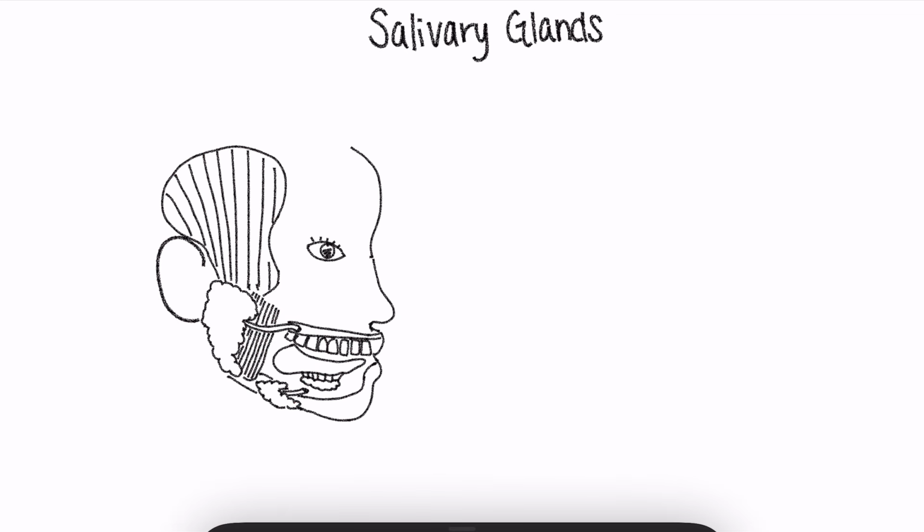We'll look at the salivary glands on this page. You have 3 sets of salivary glands. This first one I'm coloring is called the parotid gland. The name makes sense because it means beside the ear. Parotid.